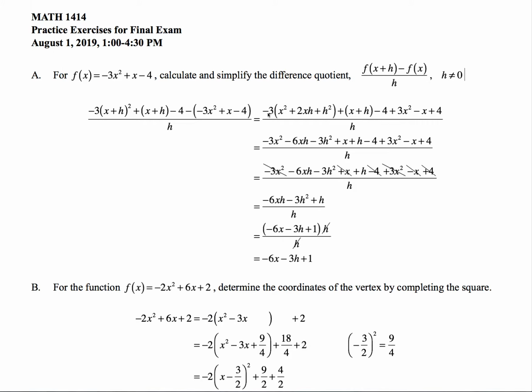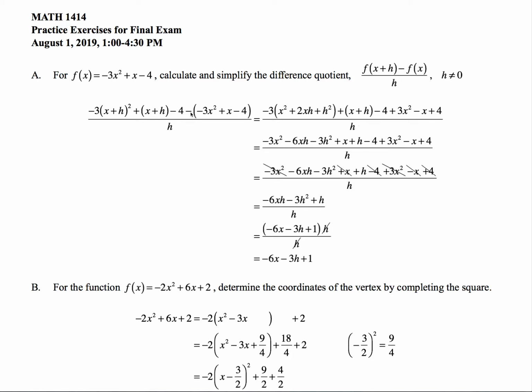Now we distribute the negative 3 across those three terms. Negative 3 times x squared is negative 3x squared. Negative 3 times 2xh is negative 6xh. And negative 3 times h squared is negative 3h squared. Then we just drop the parentheses from this x plus h, since there's nothing to distribute. And we subtract the function.